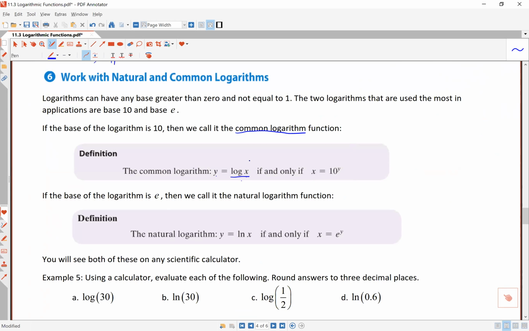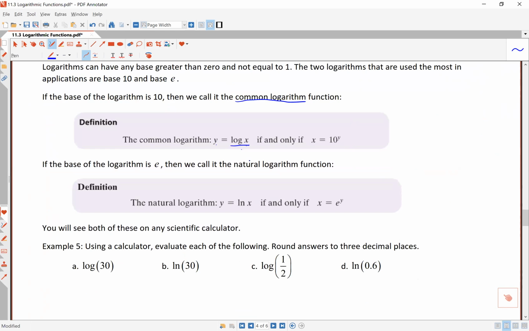These are the only two buttons you'll see on any scientific calculator. You'll see a log button without the 10, and you'll see an ln button. Those are assumed to be base 10 and base e. If you have any other base than that, we'll develop a change of base formula later on to plug those into the calculator. So for example, I can figure out what log base 10 of 30 is on my calculator, but I can't figure out what the log base 2 of 30 is on my calculator.